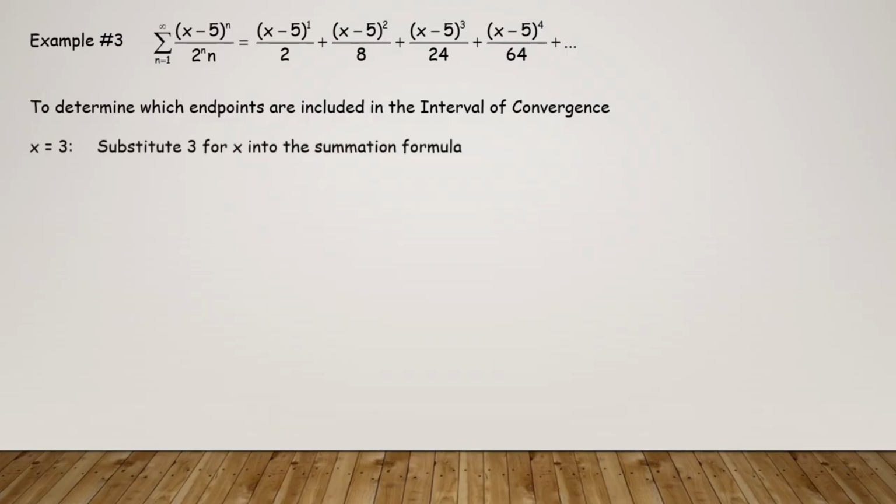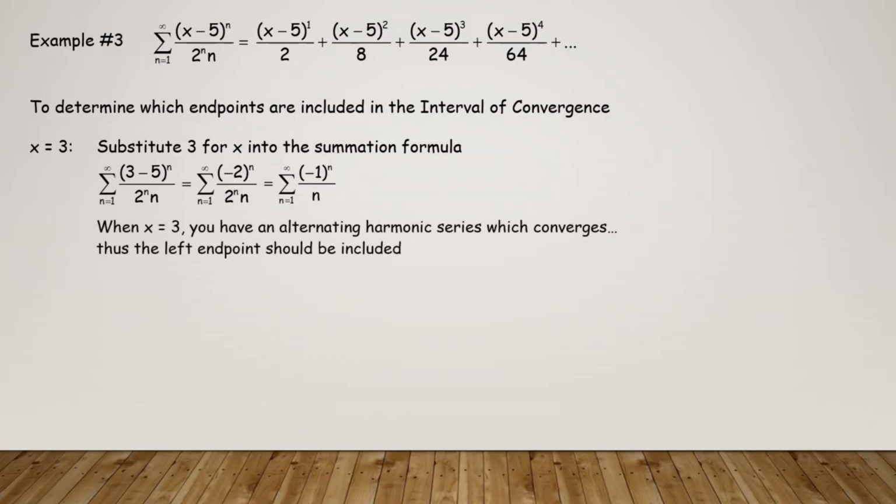So let's start with x equals 3. Plugging it into the summation, the numerator's quantity 3 minus 5 will simplify to negative 2 quantity raised to the n. This is being divided by 2 to the n, and so we could rewrite this as negative 1 to the n all over n. As a series, this becomes an alternating harmonic series, and as we know, converges. Therefore, the left endpoint 3 would be included.